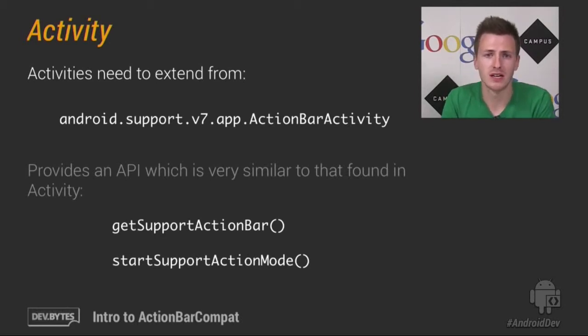Now, as I mentioned earlier, the API we've tried to add to ActionBarCompat is very similar to that of Activity in later releases of Android. So we have a getSupportActionBar method, which will return you an ActionBar, which has a near identical API to that ActionBar available in Honeycomb and ICS. So you can add tabs, change the navigation type, or change the home item to act as up navigation. Another method you'll probably use is startSupportActionMode, which will start a contextual action bar.